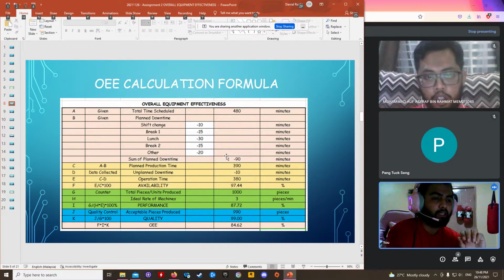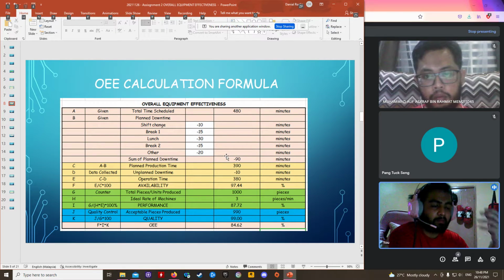So from all the data collected of all the unplanned downtime, other than the planned downtime, maybe something just happened. Maybe it's a rainy day. We cannot run on a rainy day. So then we get the operation time, the whole day operation time, which is minus the unplanned downtime, and we can get the availability factor, which is 97.44%.